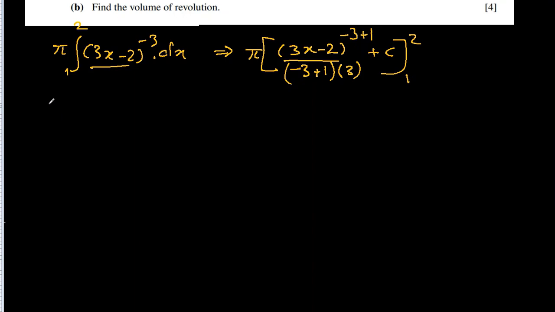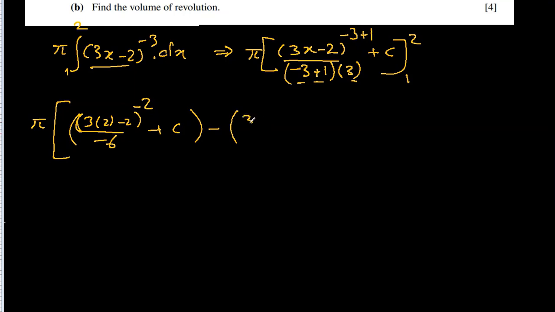So let's plug in the values here. So pi, (3 times 2 minus 2) over, okay, minus 3 plus 1 is minus 2, times 3 is minus 6, and minus 2 is the exponent of only the numerator, okay, plus c, minus (3 times 1 minus 2) to the power minus 2 over minus 6 plus c.